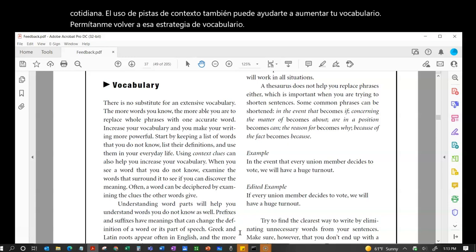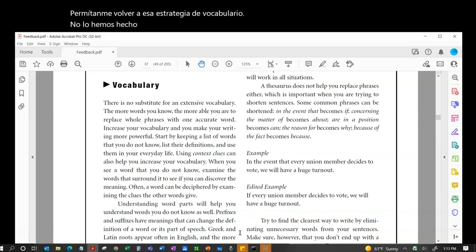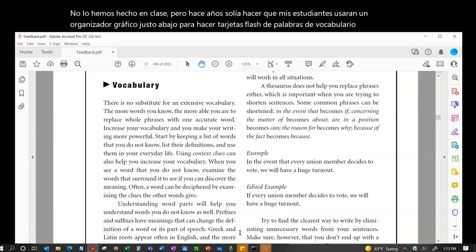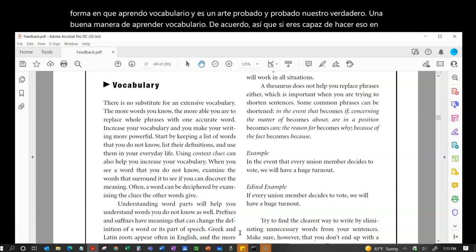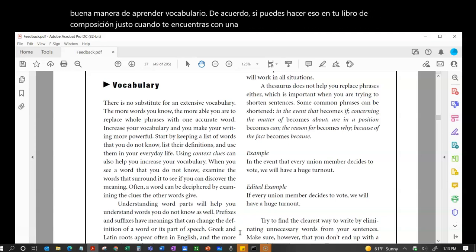We haven't done it in class, but years ago, I used to have my students, using a graphic organizer, make flashcards of vocabulary words, okay? It is how I learn vocabulary, and it is a tried and tested way to learn vocabulary, okay? So if you are able to do that in your composition book, just when you come across a new word, write it down and then look it up and write the definition down, okay? That you can go back to those words, okay?